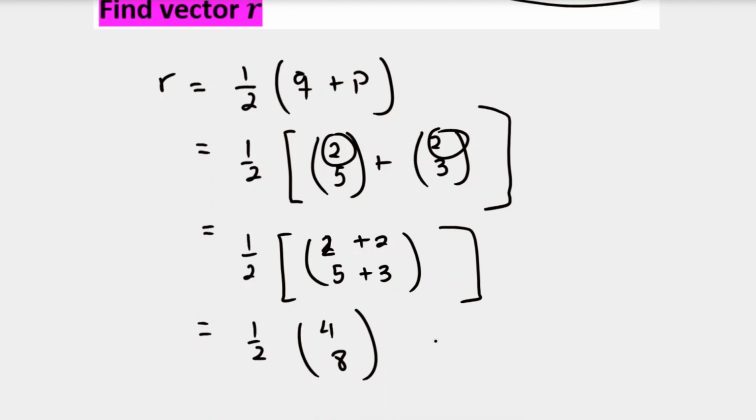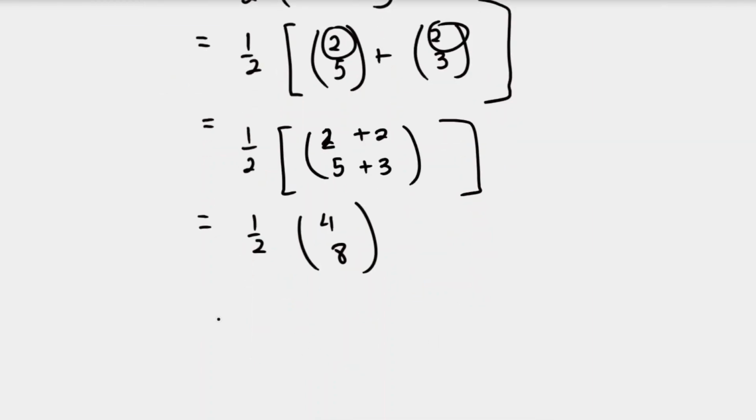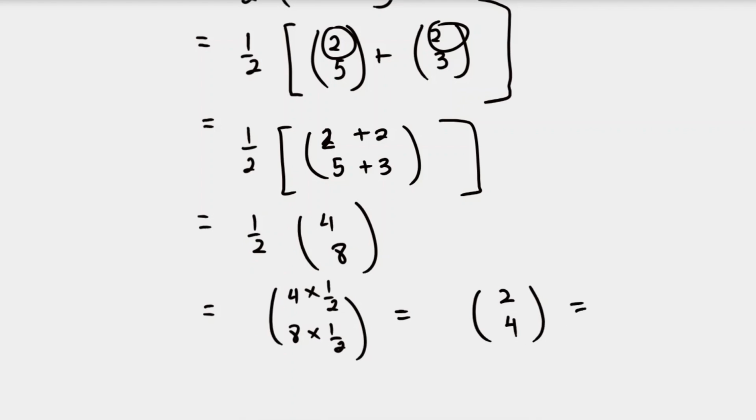We can still multiply the scalar, which is half, by everything in the bracket. So we have to multiply. And we're going to get 4 times half and 8 times half. And that will give me half of 4 is 2, and half of 8 is 4. So that's the value of R. So the vector R has component 2, 4.